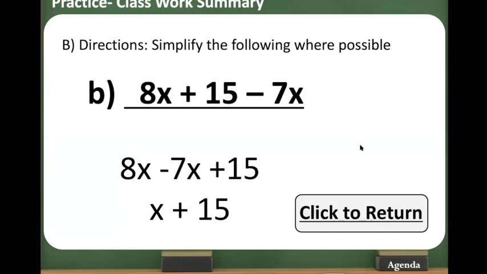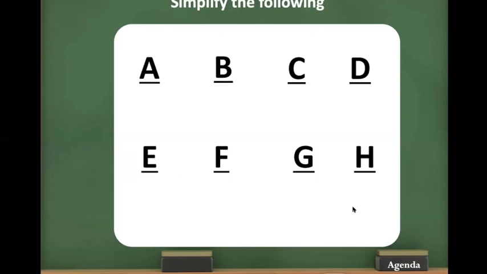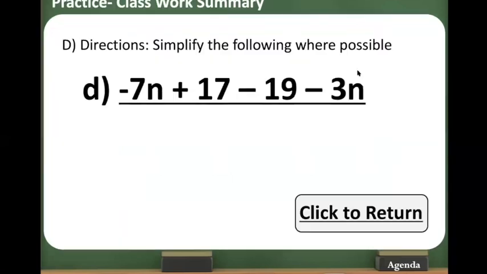Let's choose another letter. We haven't done D, G, and H. Where do we want to go next? D, G, and H. We have those three to go. So we're going to go with D. Okay, let's see what's behind door D. It says minus 7 and plus 17 minus 19 minus 3n. I'm gonna give you a minute.